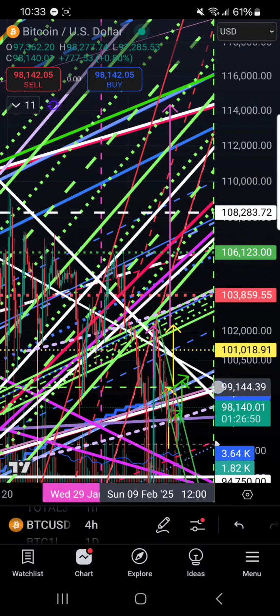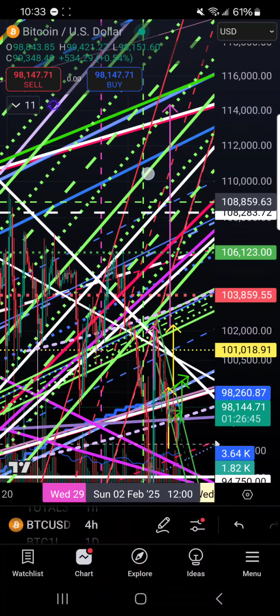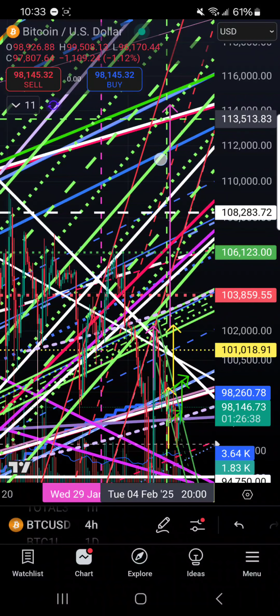The bottom of the channel is right about where we're at now. I think we're just below it. And the top of the channel is up here at around 114, 113 and a half.